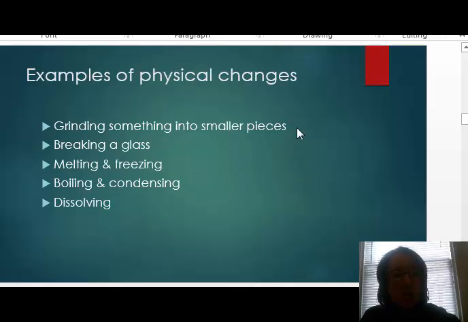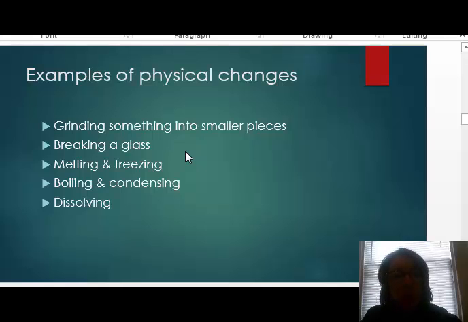There are dozens of examples of physical changes in our everyday life, such as combing our hair or changing clothes. These are changes where no new chemicals are formed. Other examples include grinding something into smaller pieces, tearing or breaking something such as glass. No new chemicals are formed.